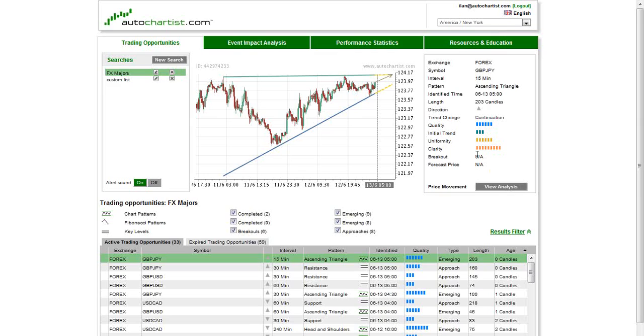So let's talk a little bit about the quality indicators. So clarity, for example, tells us how much noise there was between touching points. So Autochartist believes that this pattern is relatively clear because there is quite a decisive move between the touching points of support and resistance, right? Which I think you would definitely agree with.